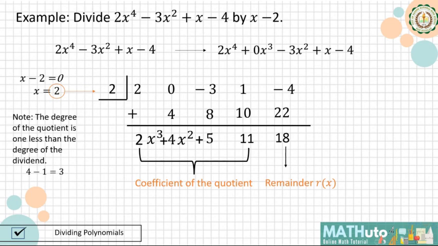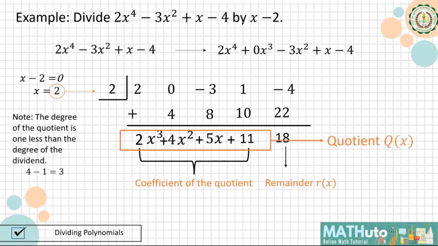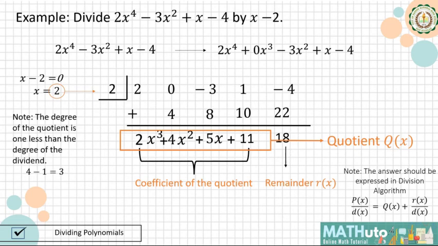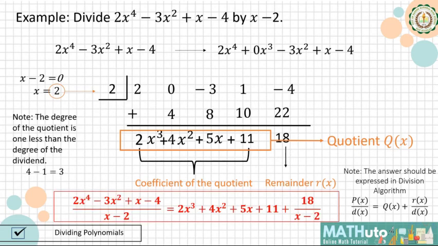Again, plus sign since 5 is positive. And then x for 5, plus 11. This will now be our quotient, or q of x. We have 2x cubed plus 4x squared plus 5x plus 11. And again, we have to express our answer in the division algorithm. Therefore, we have the final answer as 2x raised to 4 minus 3x squared plus x minus 4 divided by x minus 2 will be equal to 2x cubed plus 4x squared plus 5x plus 11 plus 18 all over x minus 2.